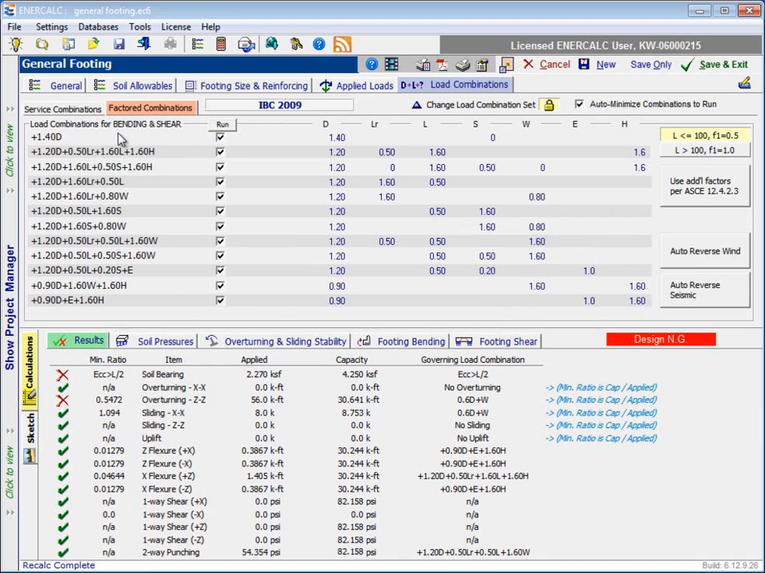And these are the ones, as the note indicates, that will be used for concrete design, so for bending and for shear checks of the reinforced concrete section. Obviously, these are at a factored level.